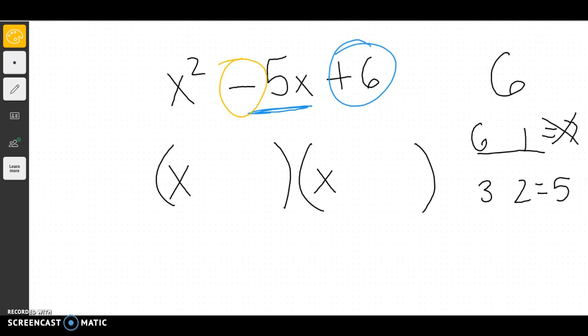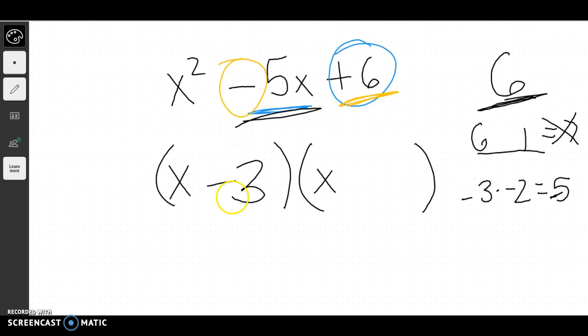So I got to think about how I would use these numbers to still multiply them to be a positive 6, but add together to give me negative 5. Well, a negative times a negative would give me a positive 6 still, because a negative times a negative is a positive. But a negative 3 plus a negative 2 would give me a negative 5. Oh, sweet. Now I'd get my middle number. Get negative 3 and negative 2.